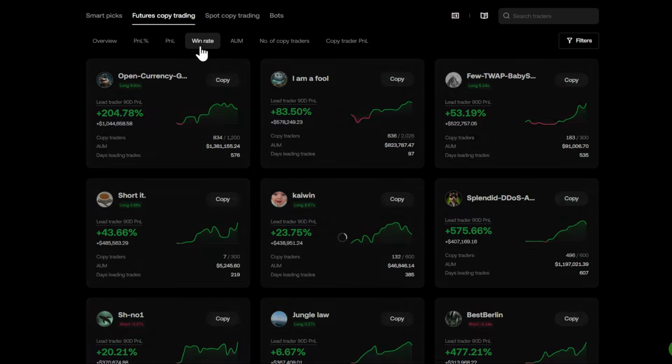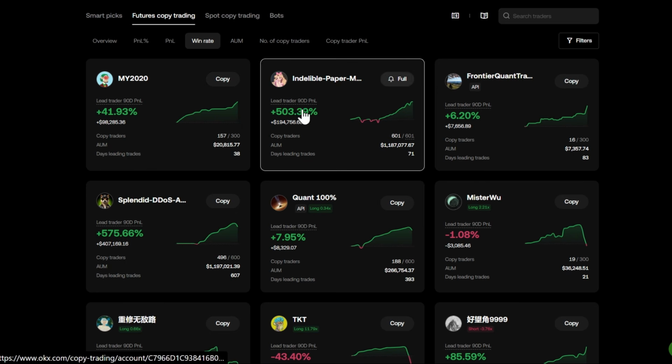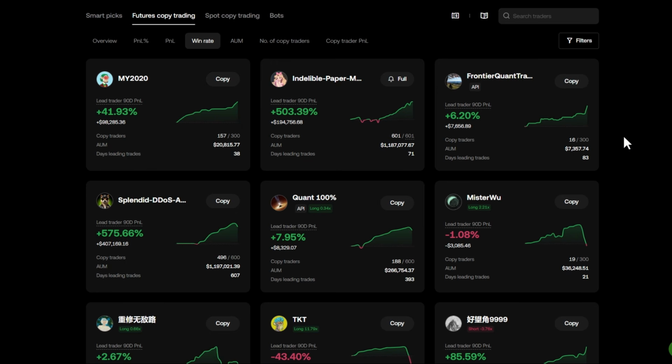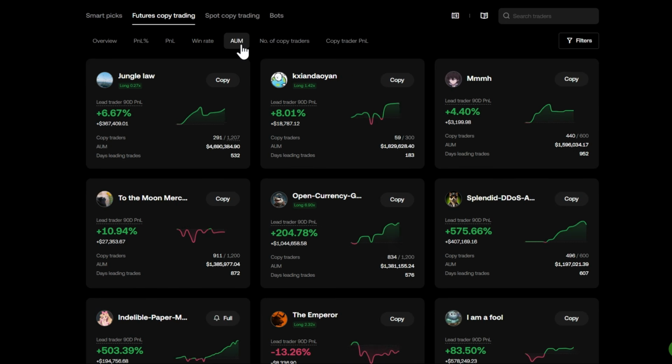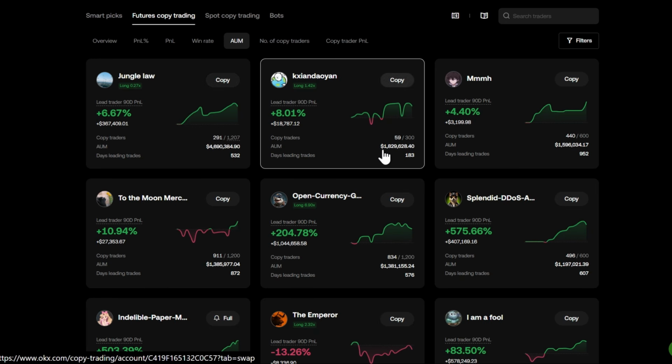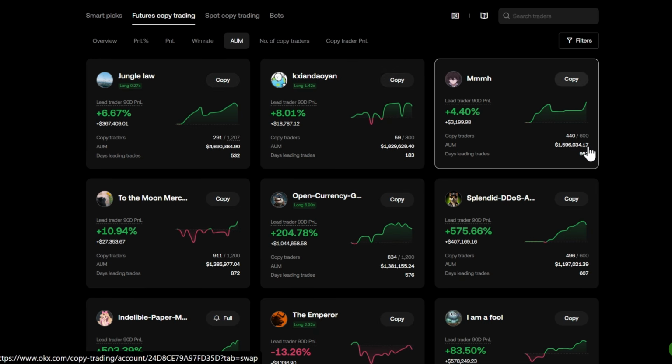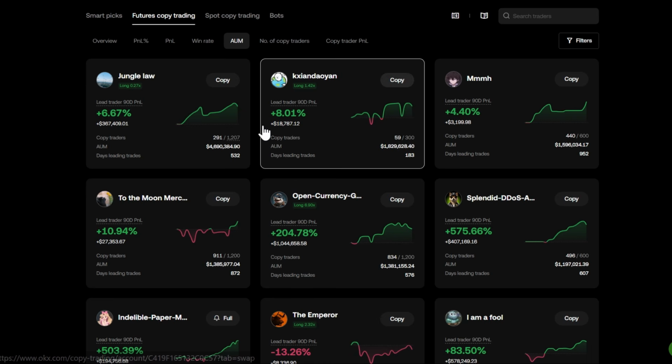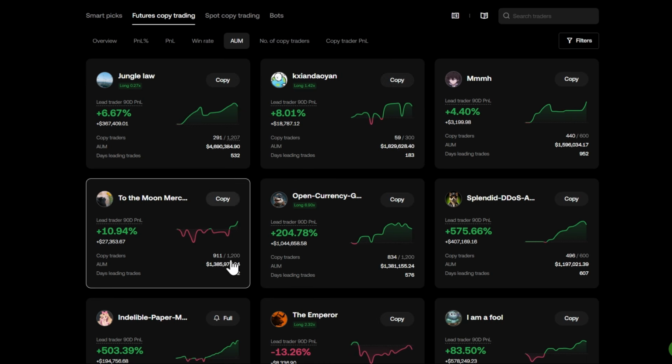Win rate. This is the percentage of trades that ended in profit. At least 50 to 60% is ideal. Anything below 40% is pretty risky. AUM or assets under management, this shows how much total capital is currently being managed by this trader from all their copy traders combined. Higher AUM usually means more trust from the community, but it's not everything.